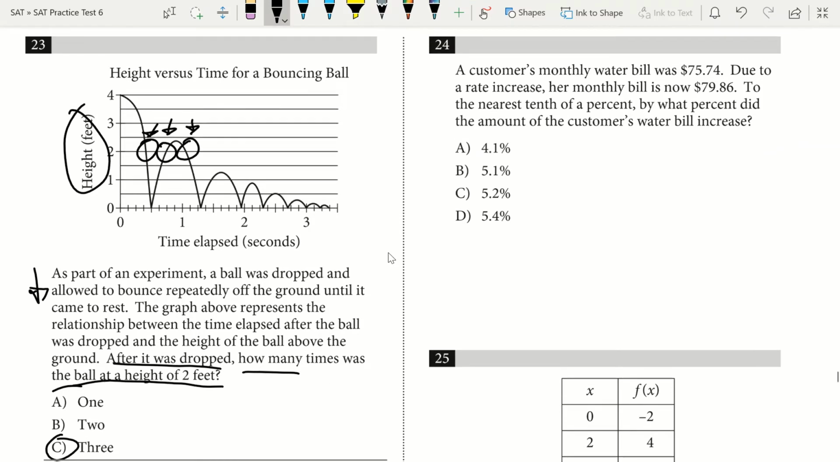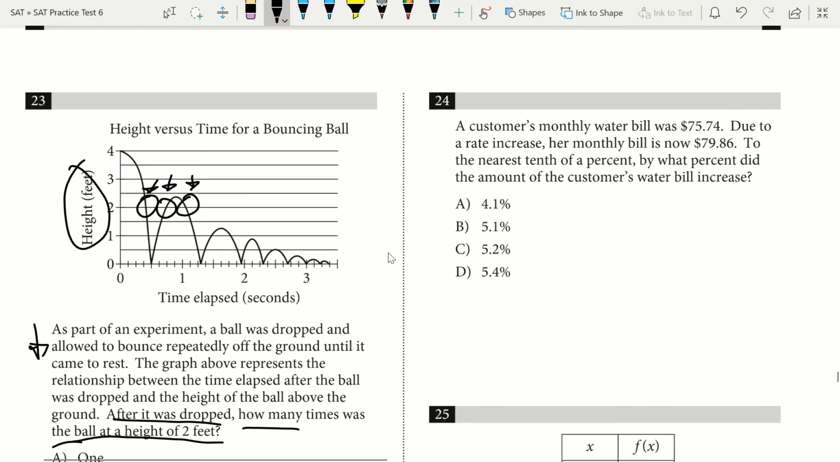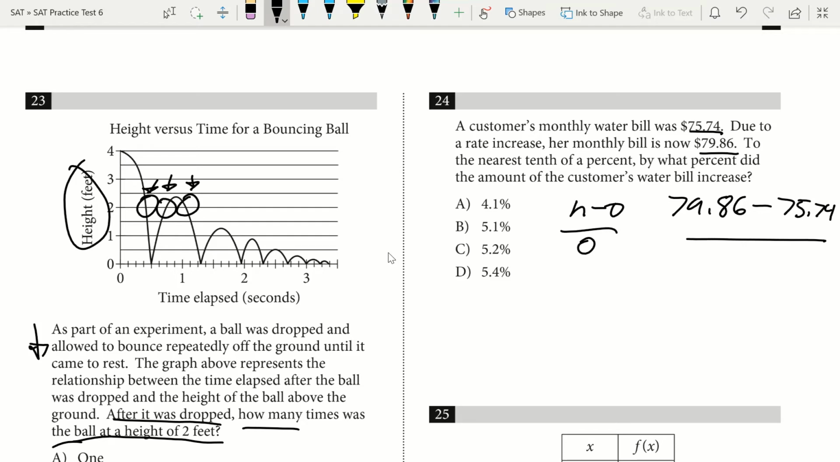Okay, question 24. A customer's monthly water bill was 75.74. Due to a rate increase, her monthly bill is now 79.86. To the nearest tenth of a percent, what percent did the amount of the customer's water bill increase? All right, to do this, we're going to use the equation new minus old over old. So our new bill is 79.86. We're going to subtract our old, which is 75.74, all over 75.74, and keep in mind this is times 100 to get the percent, right?